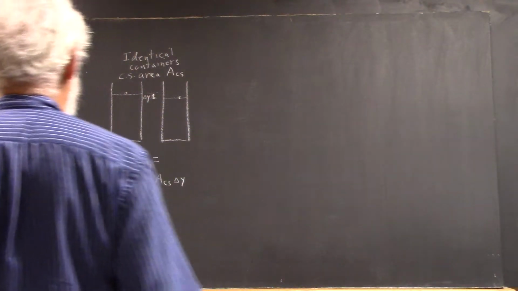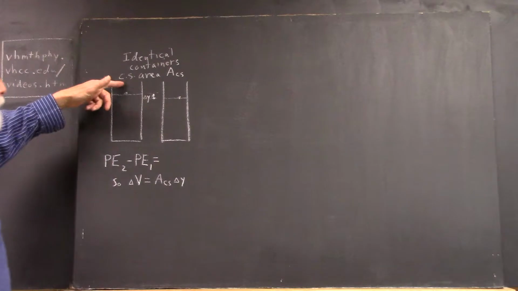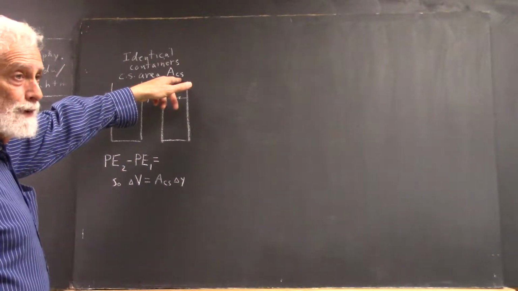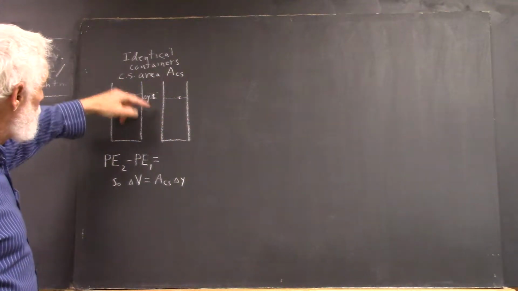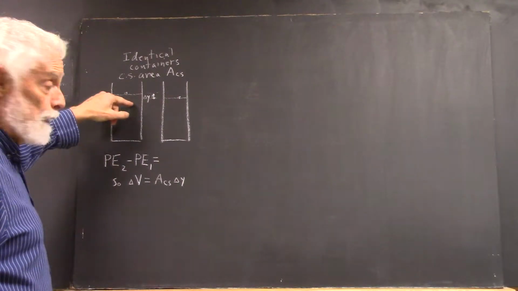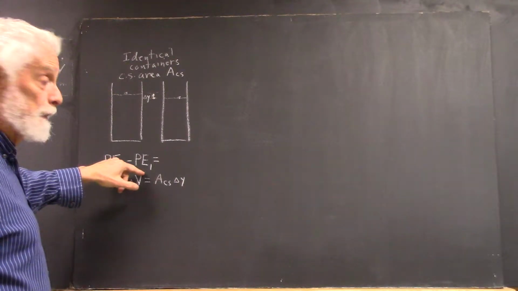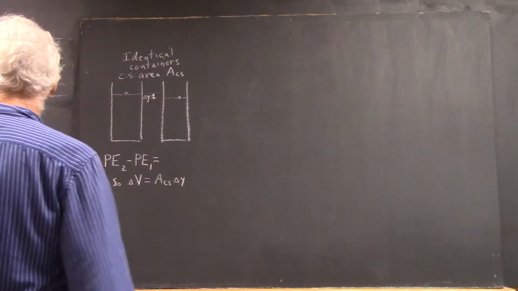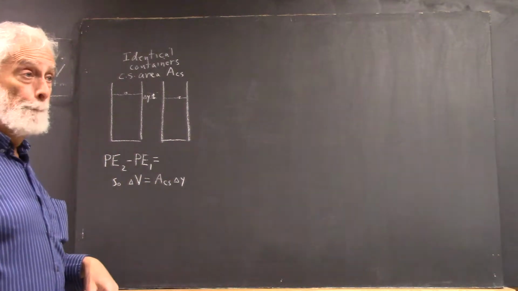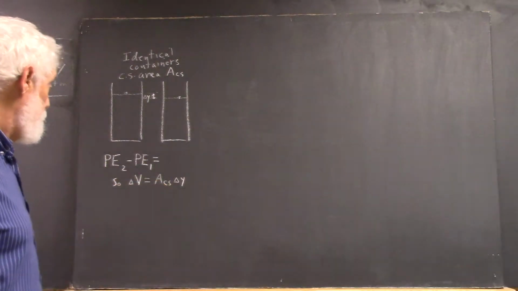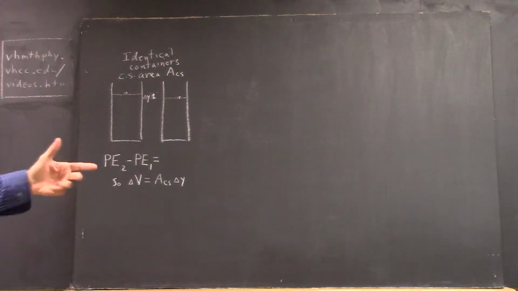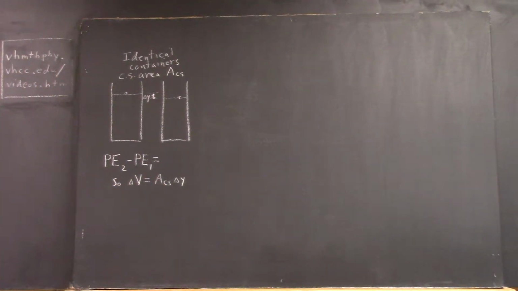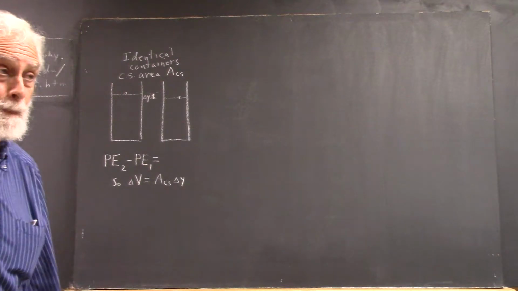Okay. So we have identical containers with cross-sectional areas A sub CS, and a delta Y difference between the water levels. We want to find the potential energy difference. First attempt was you multiply the cross-sectional area by delta Y, but that gives us the difference in the volumes, right? Okay, so how are we going to get the difference in the potential energies?